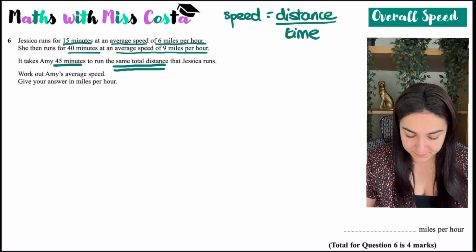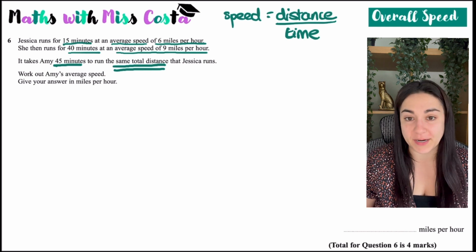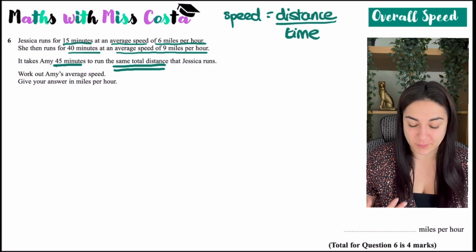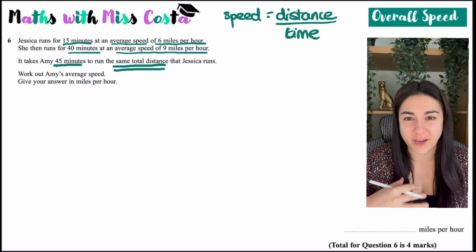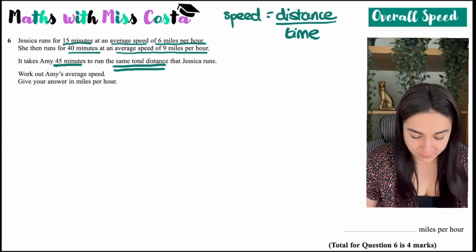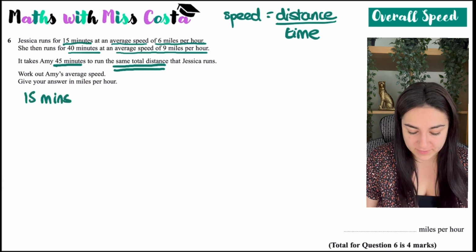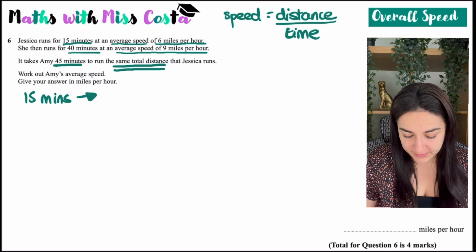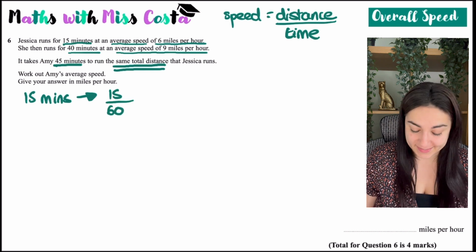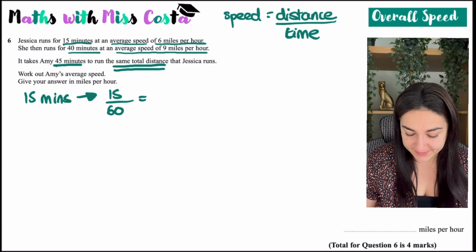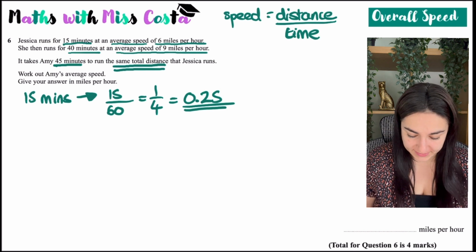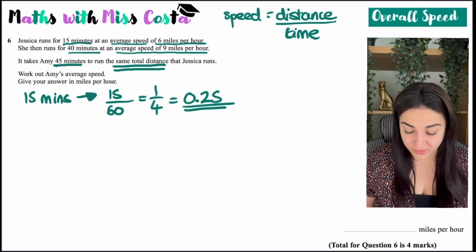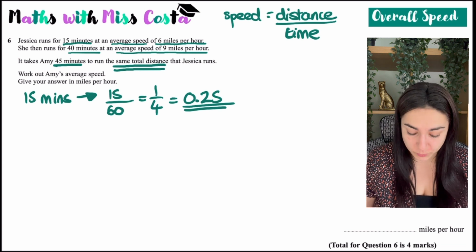So let's see what I can figure out from the information I've been given. So I know she runs for 15 minutes at an average speed of 6 miles per hour. Now, what's really important is when we're dealing with speed, unless it's an exceptional question, we deal with time in terms of hours. So I want to convert 15 minutes into a fraction of an hour. So how do I do that? Well, there's 60 minutes in an hour. So that becomes 15 over 60, which would simplify to a quarter, which is 0.25. Now you could leave it in terms of a fraction if you wanted to. You could have just said a quarter of an hour, or you can write it as a decimal.